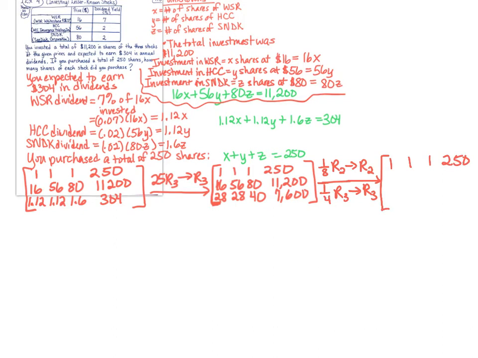16 divided by 8 is 2. 56 divided by 8 is 7. 80 divided by 8 is 10. 11,200 divided by 8 gives us 1,400. What does the third row become? 7, 7, 10, 1,900. Good. Very good. So those numbers are smaller, which makes our row reduction a lot easier at this point.